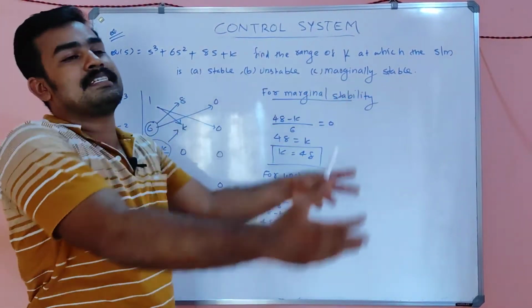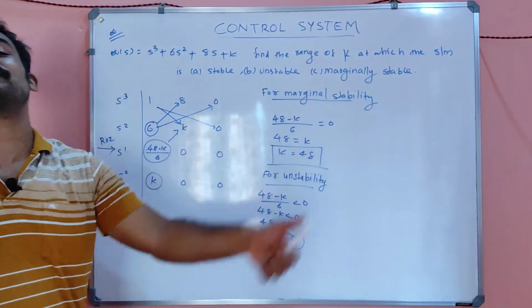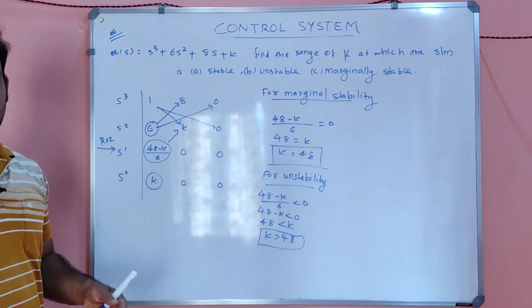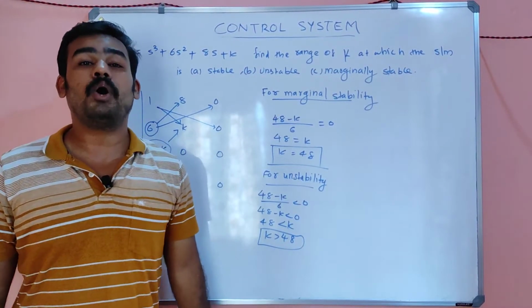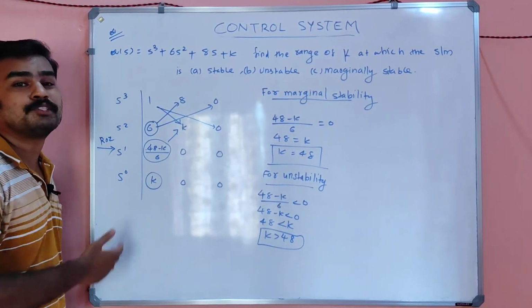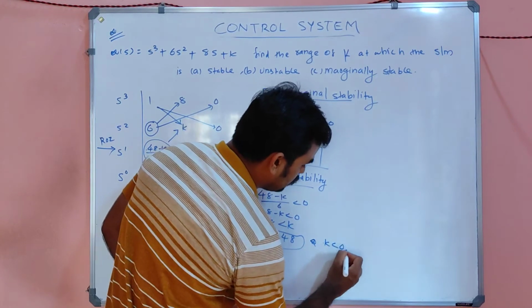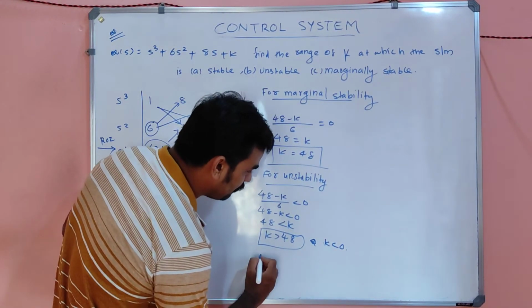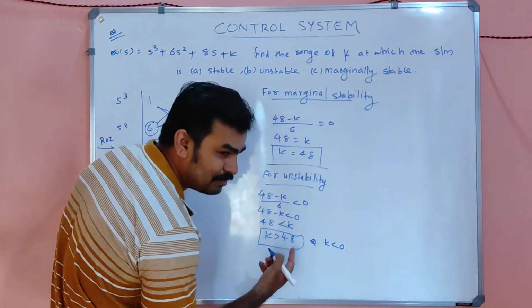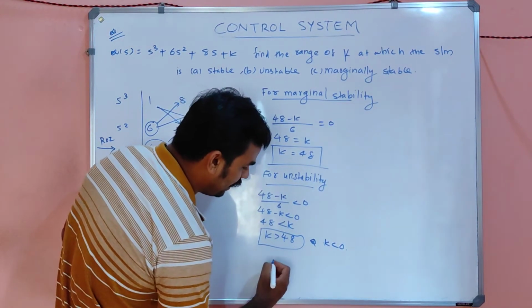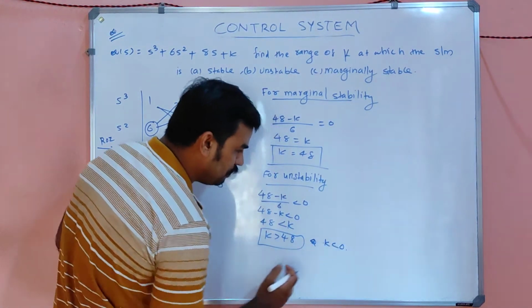More number of poles jump to the RHS of the S-plane when these are also less than 0. So I can say that k is less than 0. So the range will be what, my dear? K less than 0 to k greater than 48. Correct? So the value of the range will be what?